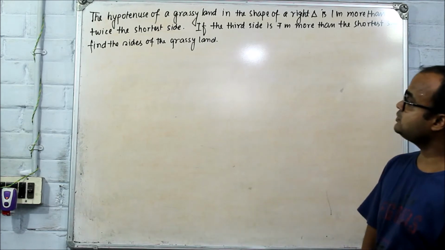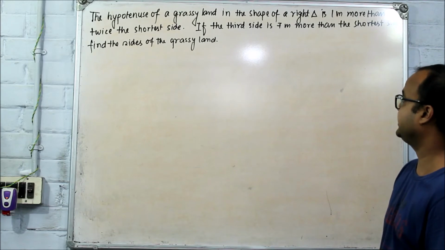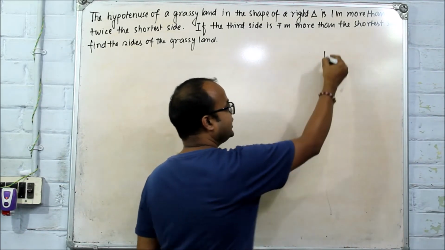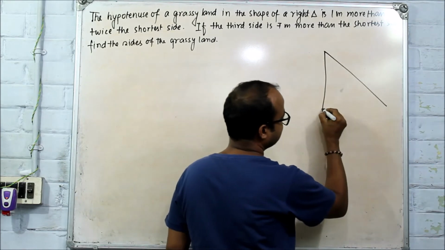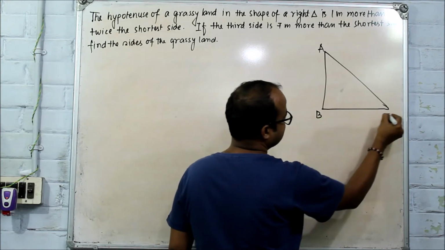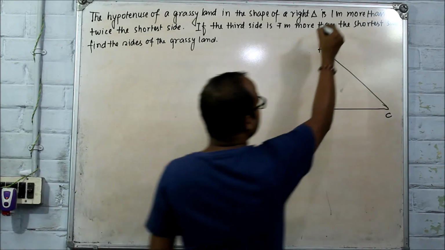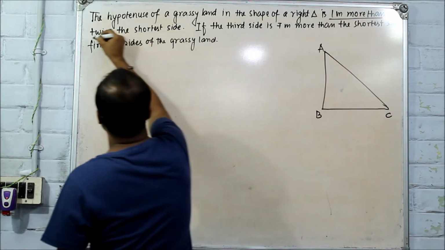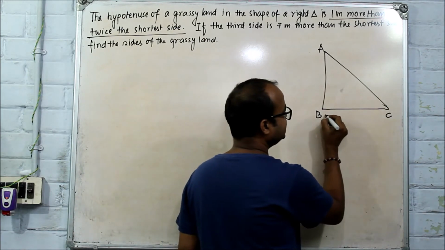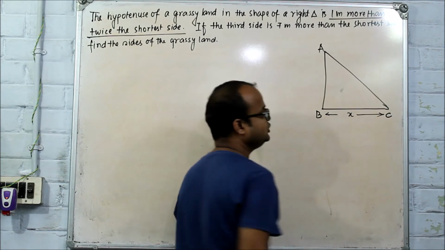The hypotenuse of a grassy land in the shape of a right triangle. So first we draw a right angle triangle. Now the hypotenuse is given as 1 meter more than twice the shortest side. For example, I am considering BC as the shortest side and we consider this is equal to x.